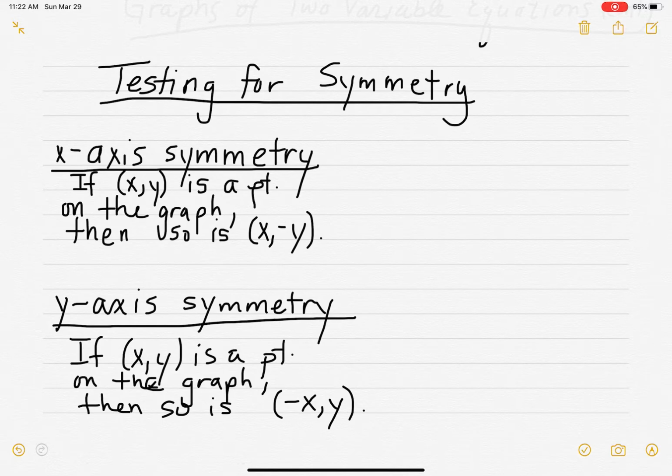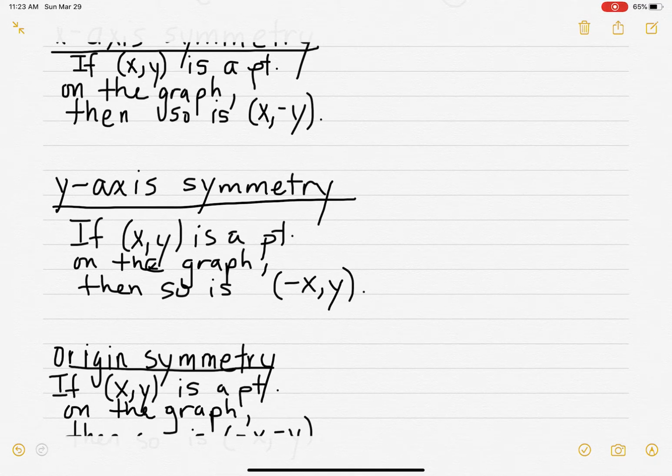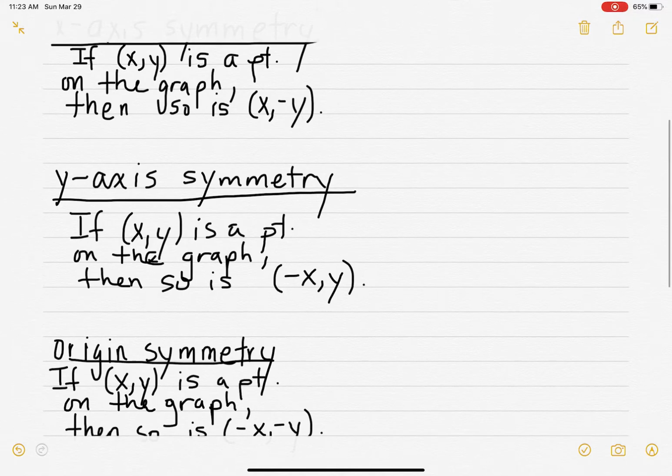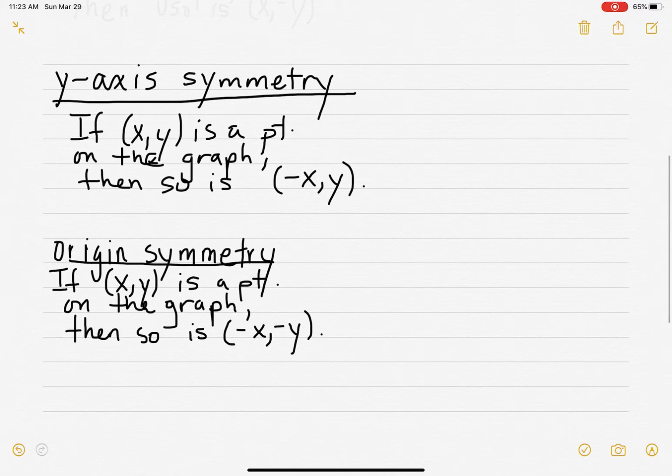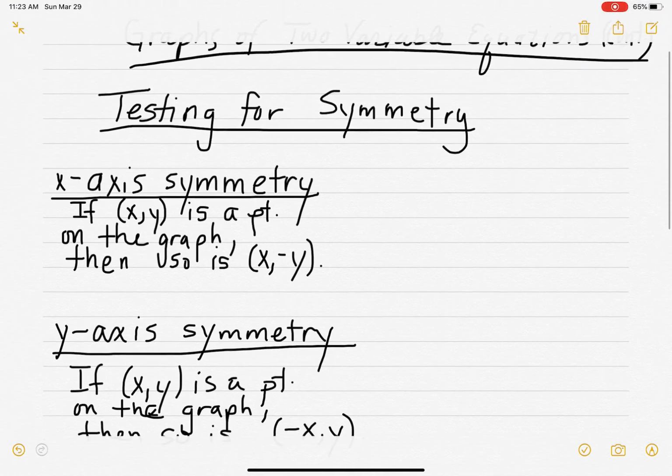Remember, for x-axis symmetry, if you have a point (x, y) on the graph, then so is (x, negative y) on the graph. And for y-axis symmetry, if (x, y) is on the graph, then (negative x, y) would have to be a point on the graph. And finally, for the origin type, if you have (x, y) on the graph, then both x and y's opposites, (negative x, negative y), have to be on the graph. So those were the characterizations of the three types of symmetry.